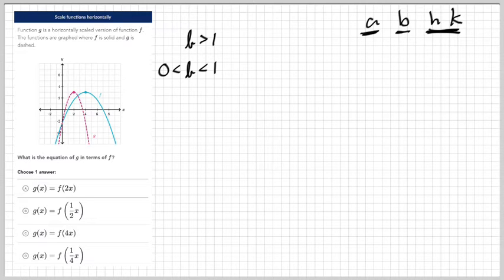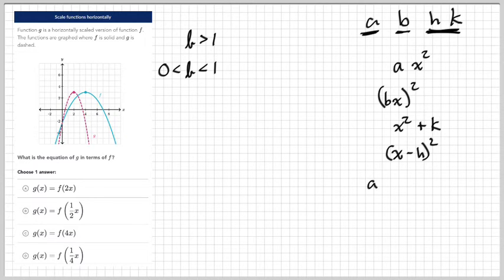Now, because this is a quadratic function, really quick, I want to show you guys what a quadratic function looks like with each of these letters. Okay, we can have an a times x squared, or we can have b times x squared. That's where the b is. We can have an x squared plus k, or we have an x minus h squared. Okay, and altogether what that looks like is a times b x minus h squared plus k. Wow, that's a lot of stuff. A lot of stuff that can happen to an x squared function.